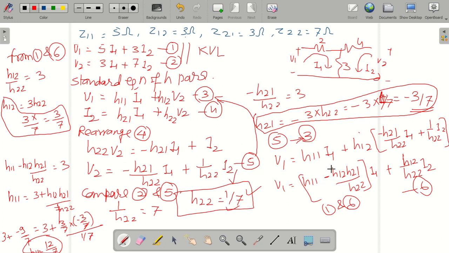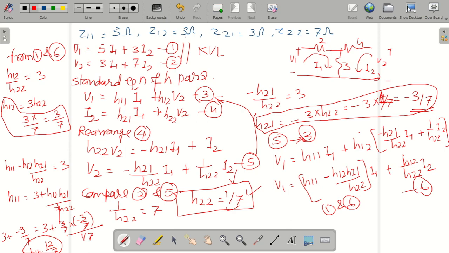So this is the way. Maybe some calculation mistake may be possible, but this is the way of solving the problem. What to do? First you have to write the Z parameter equation, we got it from KVL. Standard equation, rearrange, find the two values, put the value of one in the other equation, maybe 3, and compare 1 and 6. So always try to do it, you will get the answer, right?